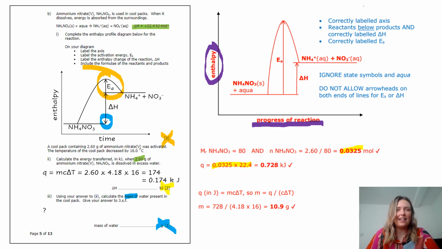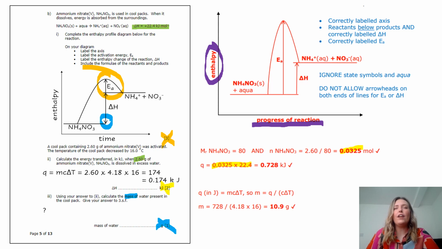We'll come to that in a second. This is a rearrangement of Q equals MC delta T. So we've got our value for Q now. We know the other values for the other things going on. What we're trying to work out is the mass of water present, or the mass of solution, I probably should say.